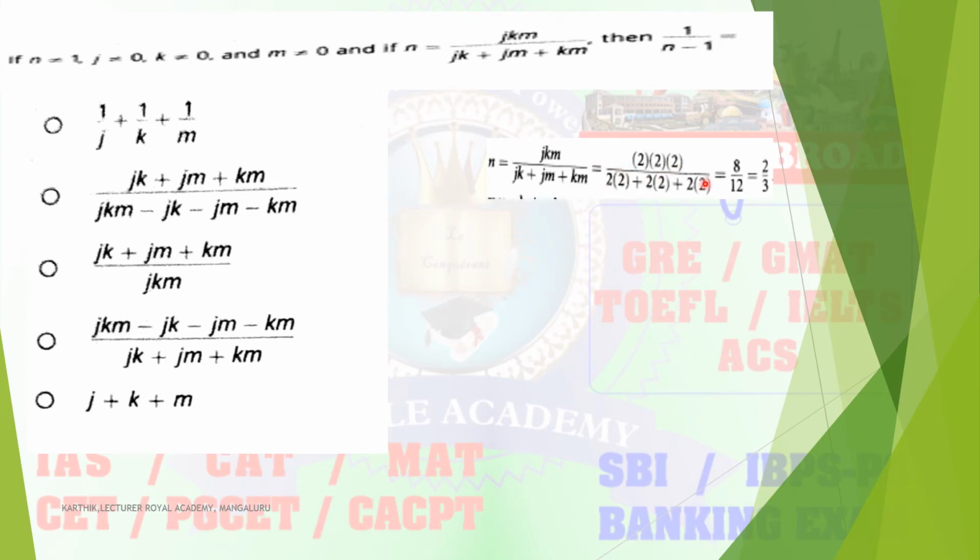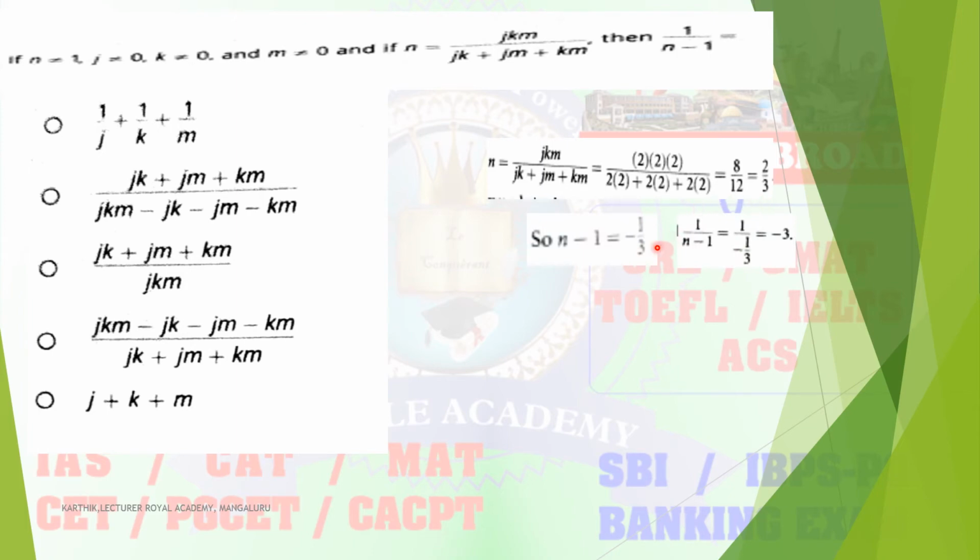Just substitute here, then you will get the value of n as 8 by 12. After simplifying you get 2 by 3. That is the value of n. Just assume the values of j, k, m, substitute into this equation, and you will get n as 2 by 3.